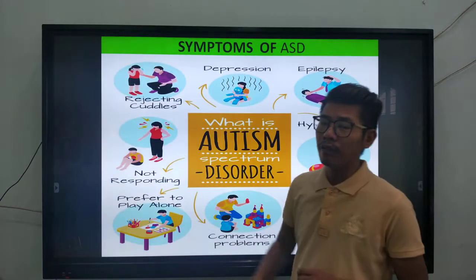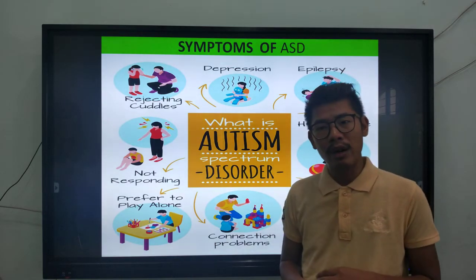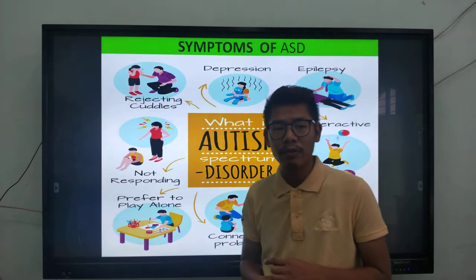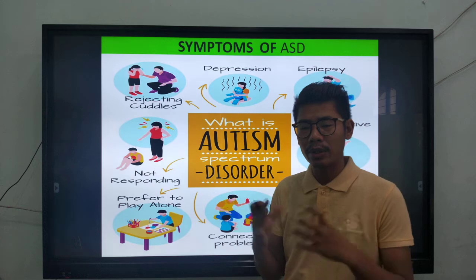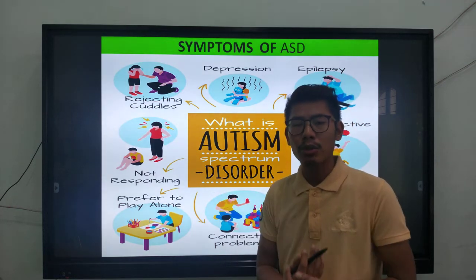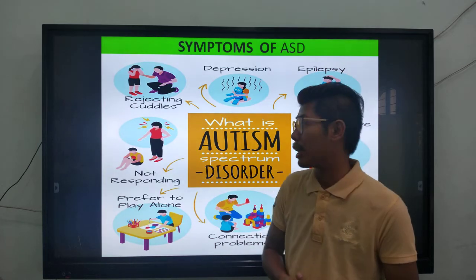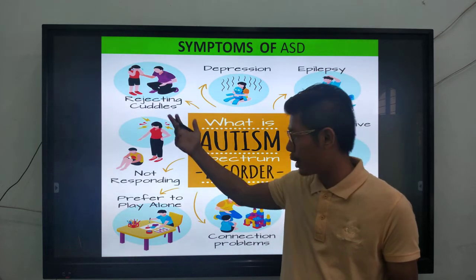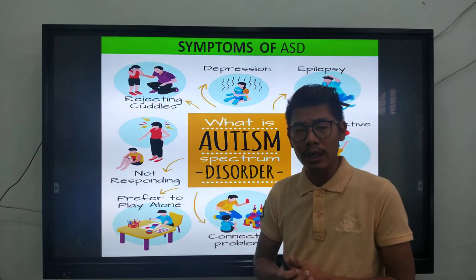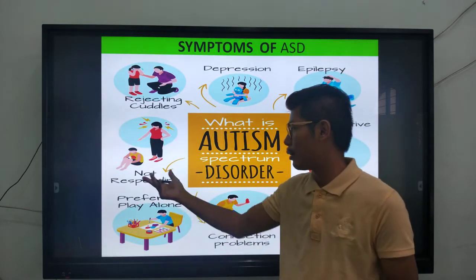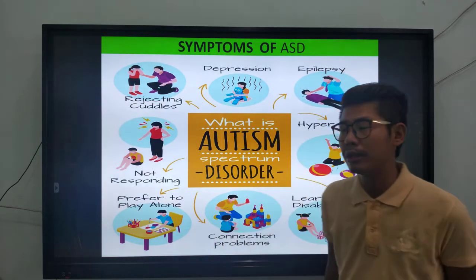Let's see the symptoms of this ASD. Since I told you they are very sensitive and also very introverted in nature, they reject cuddles. Cuddling is about touching somebody and having a social relation, but since they avoid this kind of relation, they reject cuddles. They are not responding because they are not able to listen to the things that you tell them, so they are not able to respond properly. They prefer to play alone. They always want to be alone and to do things by themselves.